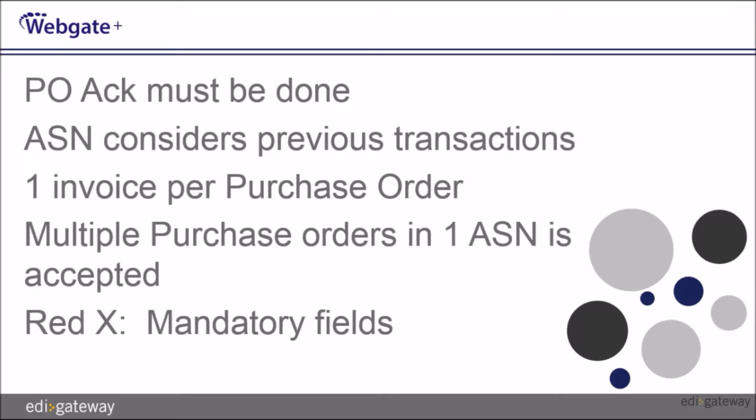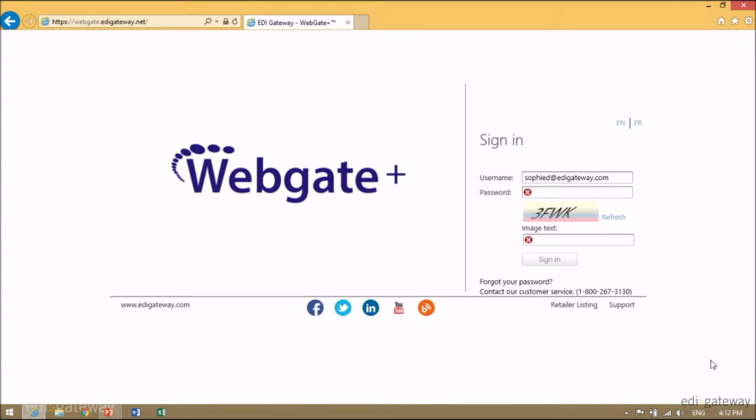In order to facilitate the process, we have highlighted these fields with a red X. You will not be able to send your document if one of these fields is missing. Should you need to exit the application and your ASN is not yet completed, you can do so by saving as a draft. Let's now log in to Webgate Plus.